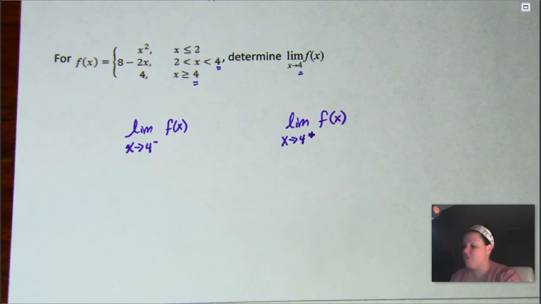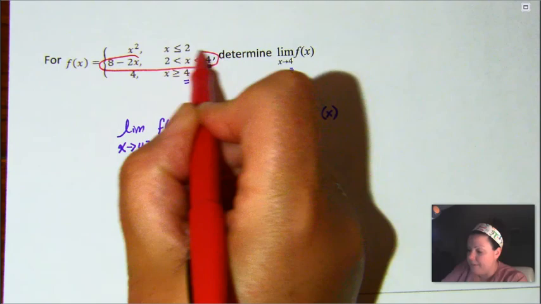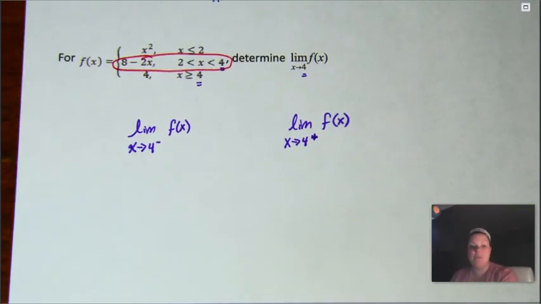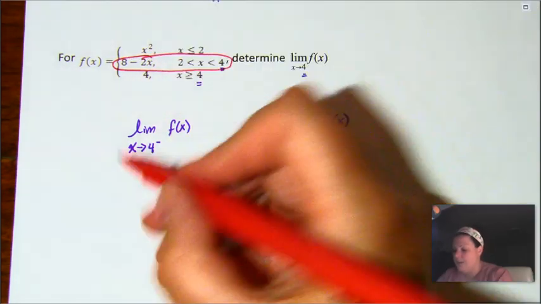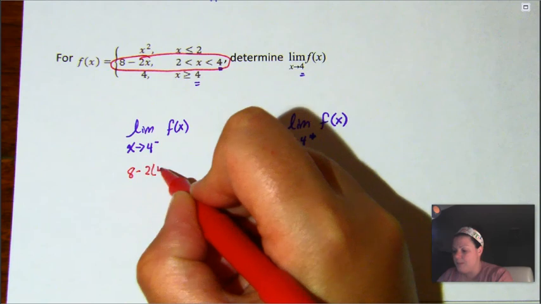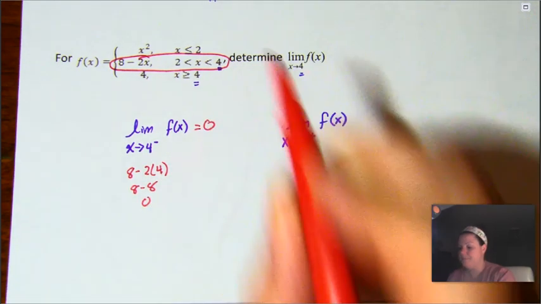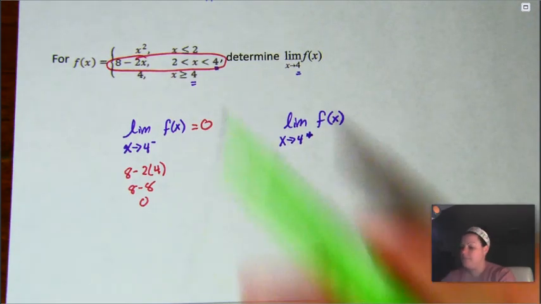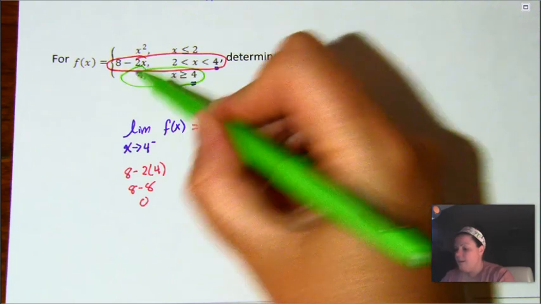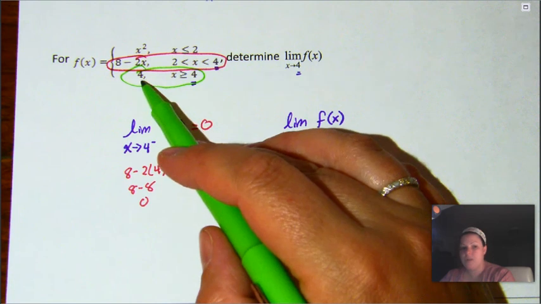So as we're approaching from the left, things that are less than 4, we're actually looking at this middle piece here. That's the piece where we're going to be less than 4. So as we're heading towards 4, we're going to take a look at this line, 8 minus 2 times 4. That would be 8 minus 2 times 4. Get a value of 0. So it's heading towards 0. From the right-hand side, where x is greater than 4, it looks like we're approaching a value of 4.